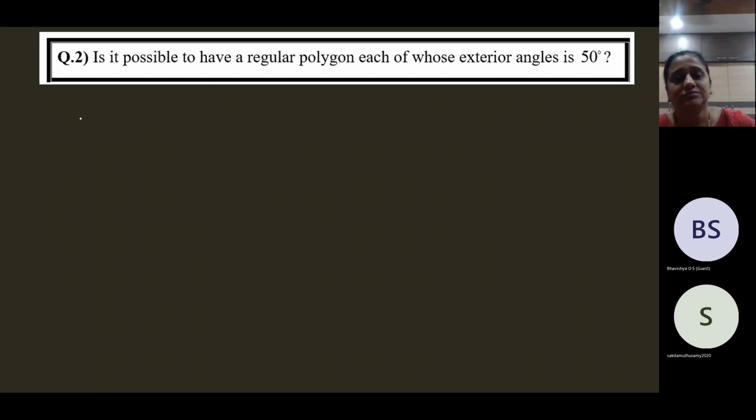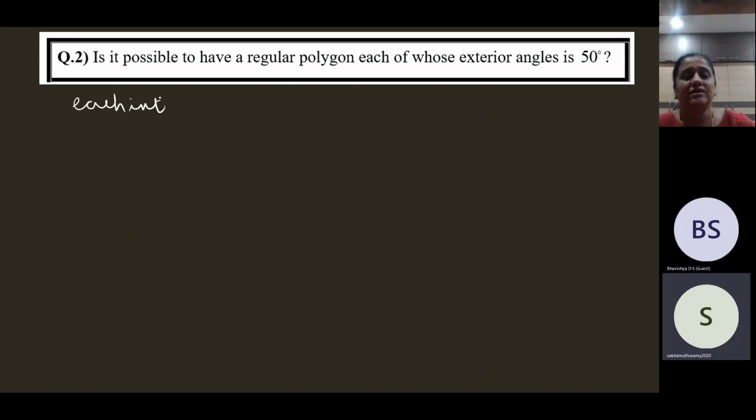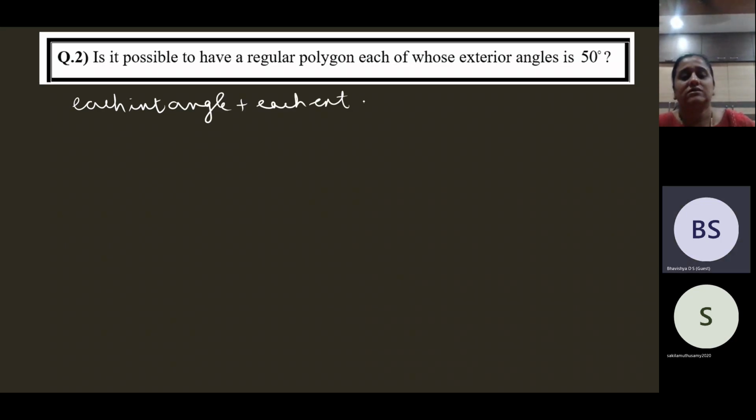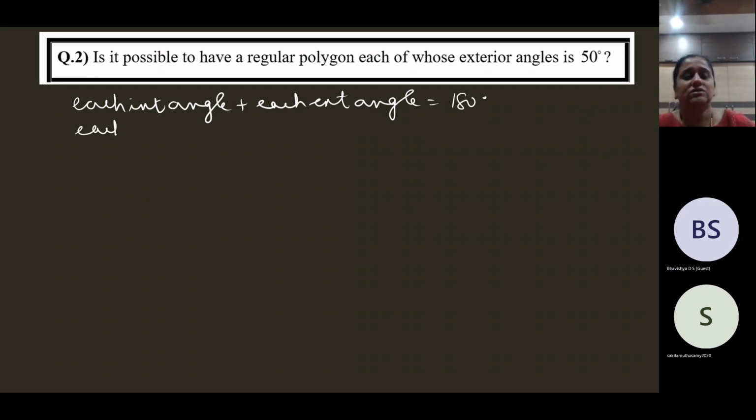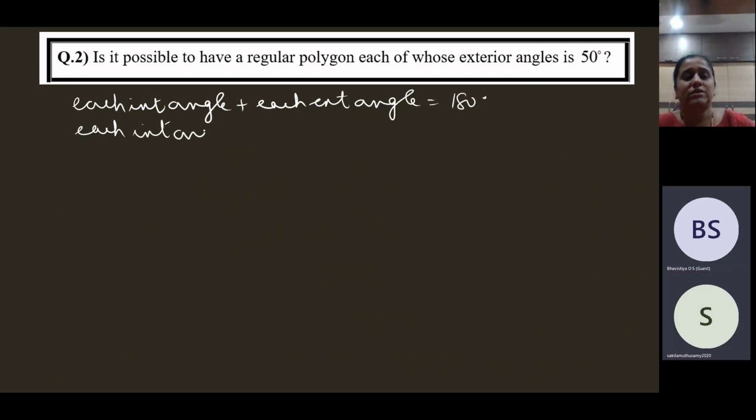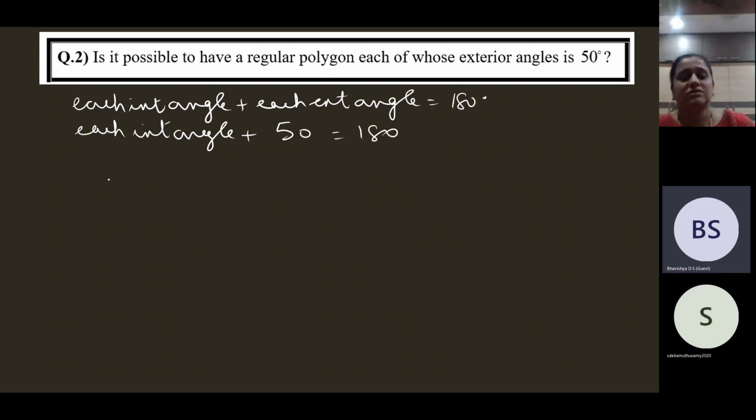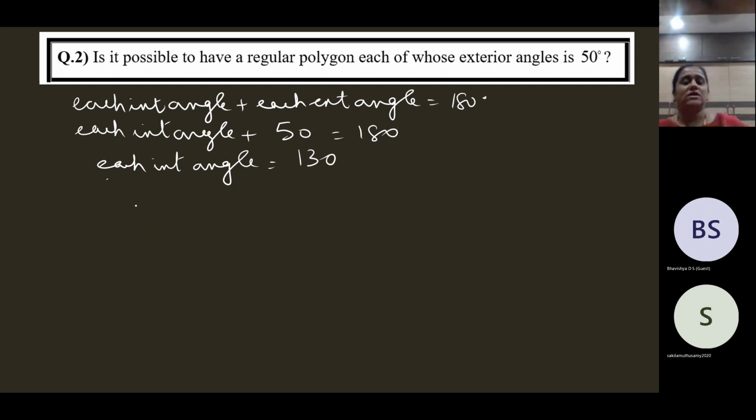What can you also do here? Ma'am, each interior angle plus each exterior angle is equal to 180 degrees. Then each interior angle equals 180 minus each exterior angle, 50 degrees. Correct. So each interior angle is equal to 180 minus 50, ma'am, 130. Now what's the formula to find each interior angle?